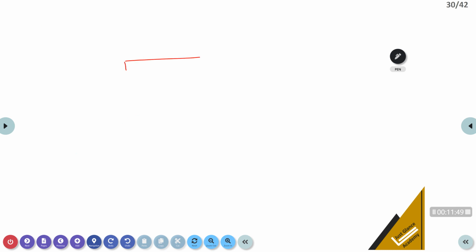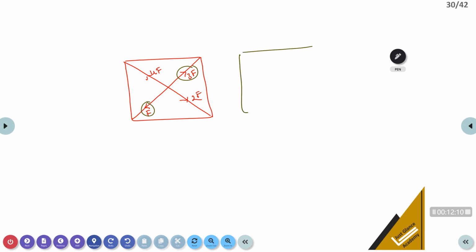Next. Here, draw this diagram. Diagonal, this will be like this, this will be F, this will be 2F, this will be 3F, this will be 4F here. What is the resultant of these two here? These two resultant, it is like this.